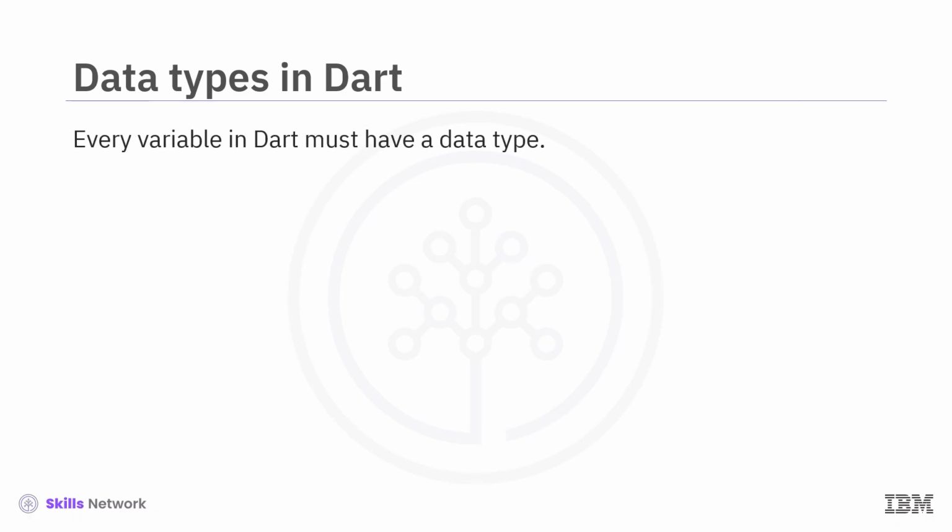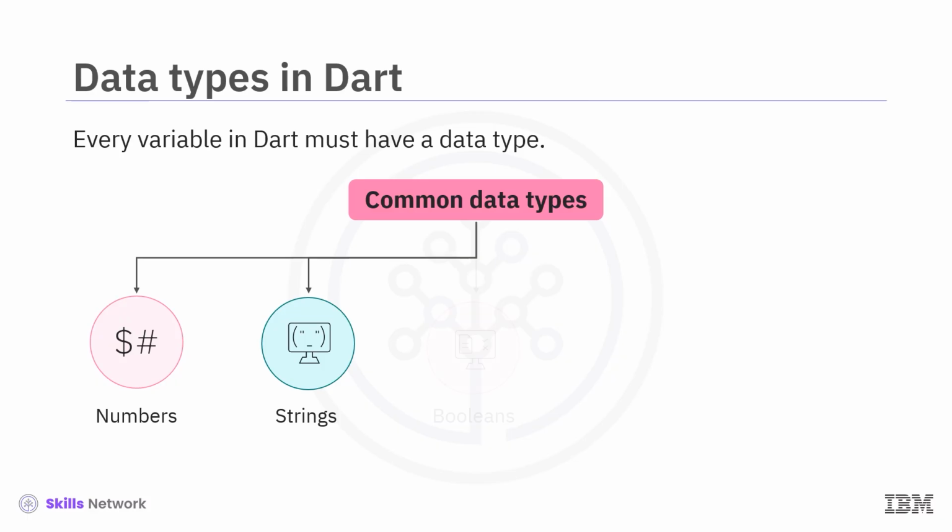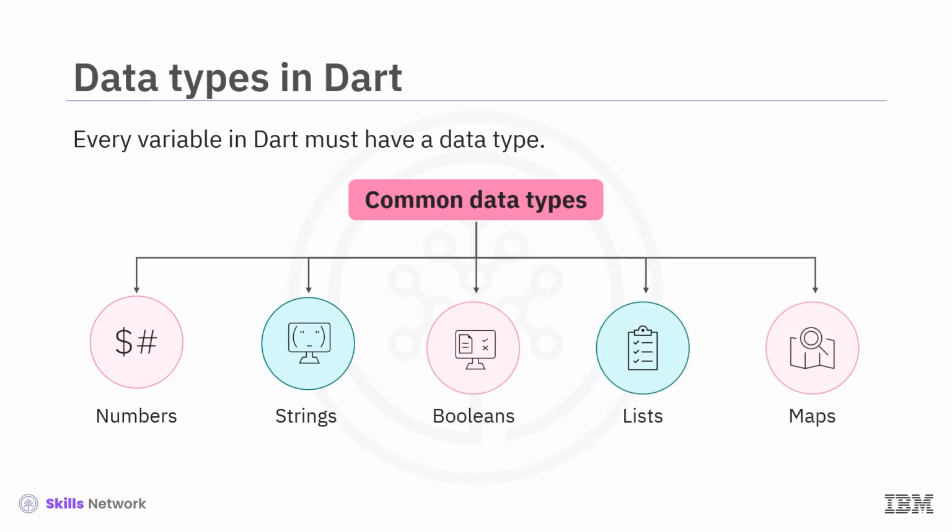Having learned about variables, let's understand data types in Dart. Dart is a statically typed language, which means every variable must have a data type. Common data types include numbers, strings, booleans, lists, and maps. Let's explore each type with examples.